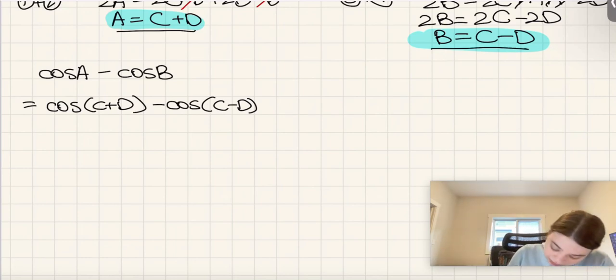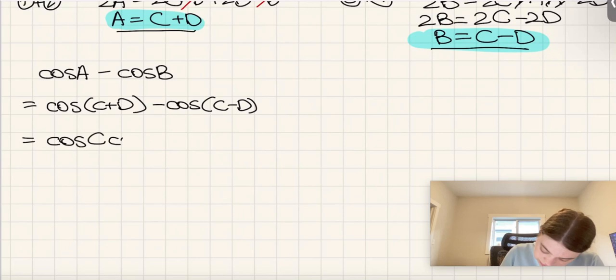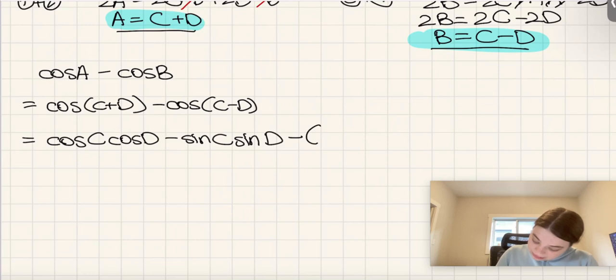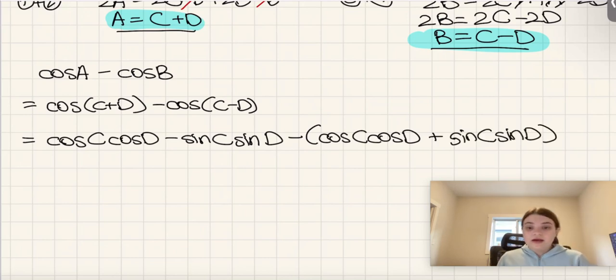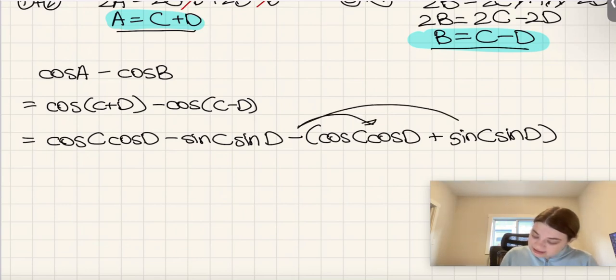And then if we use the sum and difference formulas, we get cos C cos D minus sine C sine D, minus cos C cos D plus sine C sine D. Now we're going to remember that when we have minus cosine of C minus D, that means we need to use the distributive property and distribute this negative sign, which we treat as a -1, into both cos C cos D and sine C sine D.